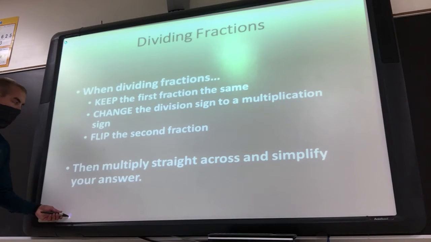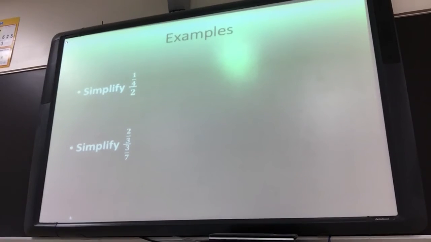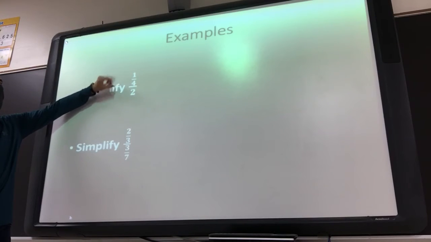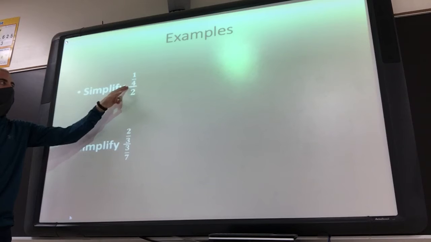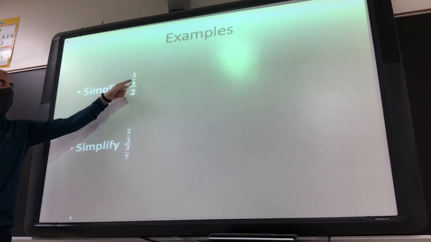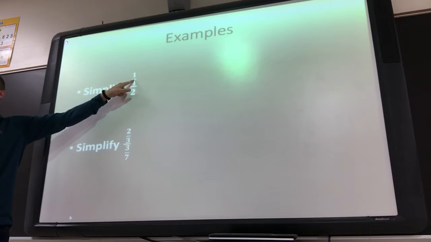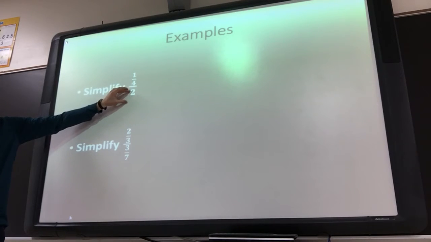All right, so let's look at our examples. It might look a little bit better on your paper than up here, but you notice this is 1/4 over 2. Do you see the line above the 2 that separates the top from the bottom? It's a little bit bigger than the line in the 1/4. So that's how you know that it's 1/4 on the top and then 2 on the bottom.